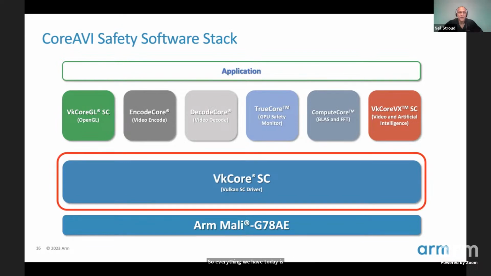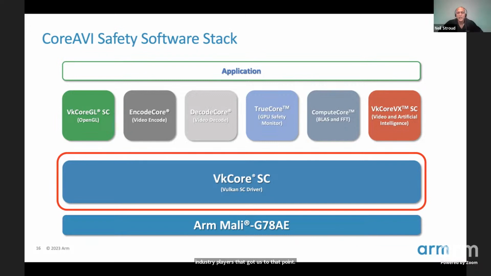Vulkan SC is a very, very rich and powerful industry standard API, SC being safety critical, but it's derived from the much used Vulkan API that's used in gaming and consumer applications, all kinds of different things. So it's a very established API. The standard for safety critical Vulkan was ratified over 12 months ago. CoreAVI chaired the working group within Khronos. It was a journey of about 2 or 3 years with other industry players that got us to that point.